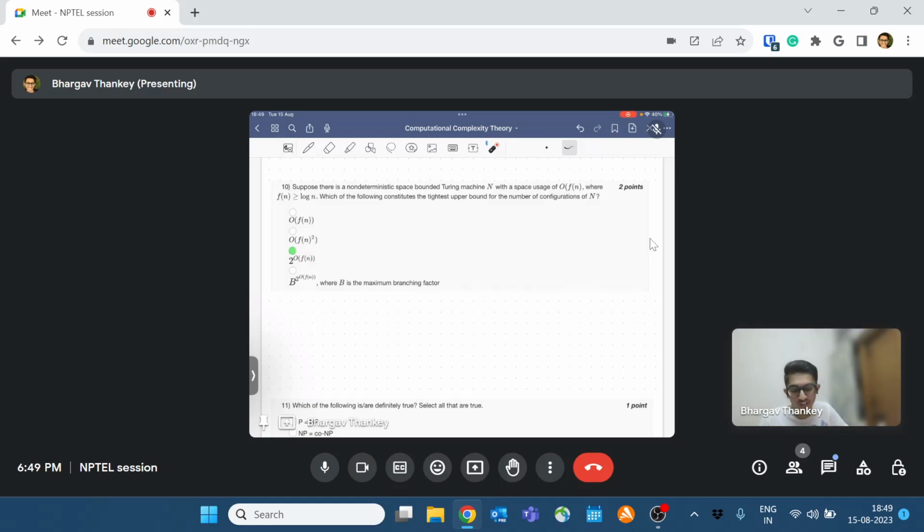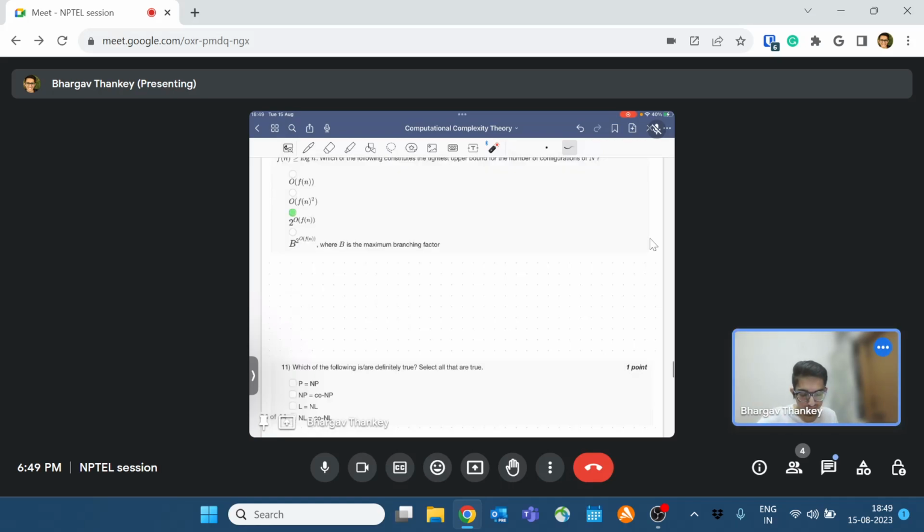Suppose it were like n squared times 2 to the n. What you can do is say this is less than 2 to the 4n, something like this, right? So it's just 2 to the order f(n). Correct.